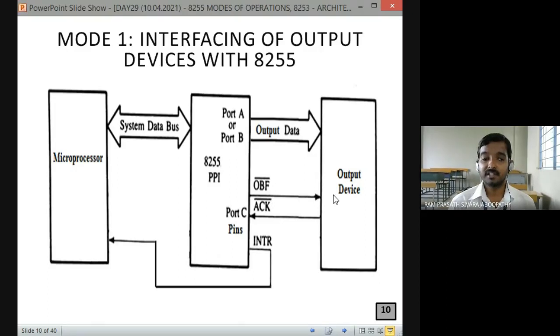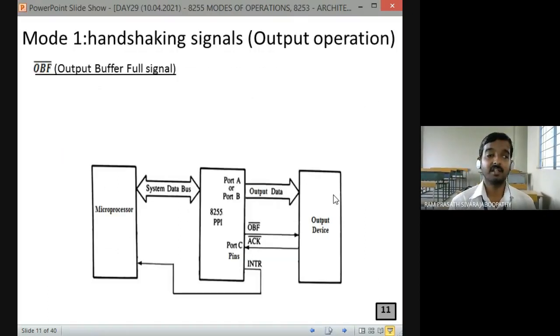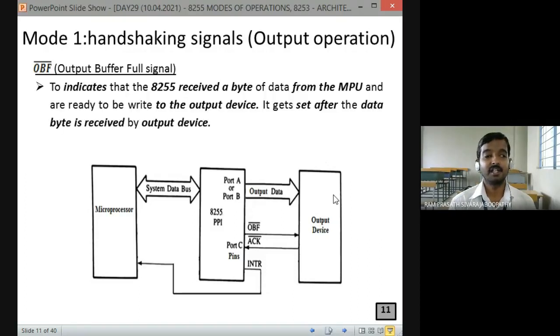So in the signal generate aagudhu, OBF signal first generate aagudhu. It is an active low signal, output buffer full signal. So it indicates that 8255 received a byte of data from microprocessor and is ready to be written to the output device. So it gets set after the data byte is received by the output device. If namakku reset la irundha OBF signal low la maintain aagum.